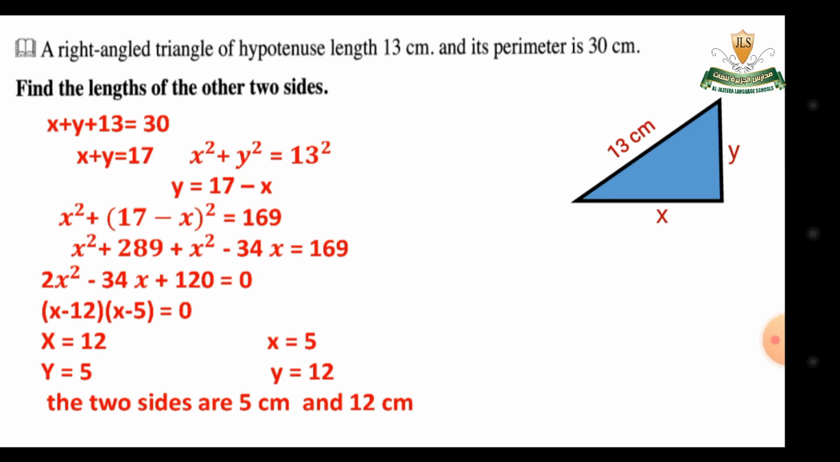We add the like terms together. We get 2x power 2 minus 34x plus 120 equals 0. We factorize this expression, we get (x minus 12) times (x minus 5) equals 0. So we have x equals 12 or x equals 5. We find the value of y equals 5 or y equals 12. So the two sides of the right angle triangle are 5 centimeters and 12 centimeters.